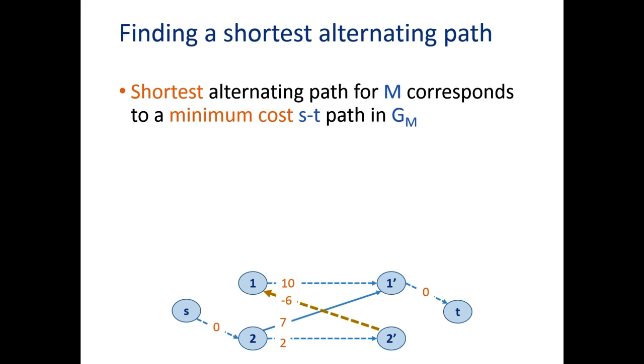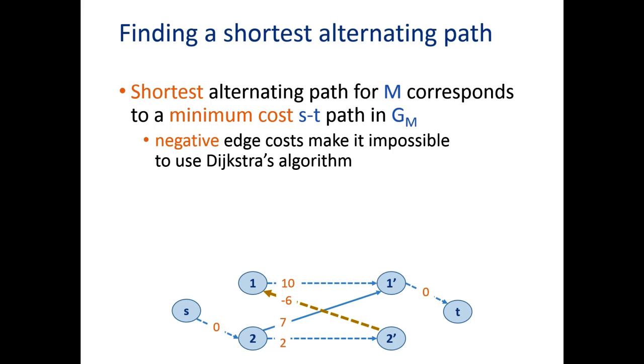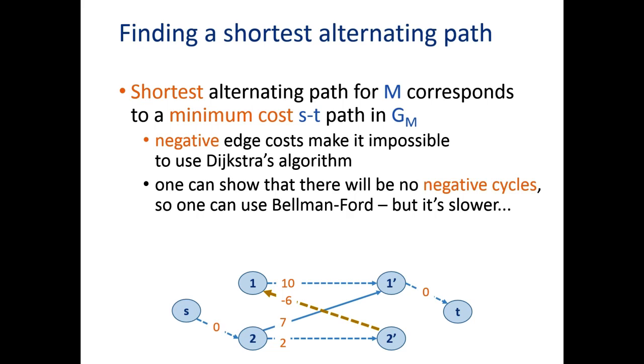Basically I would have to set the cost here at minus 6, all costs from s to nodes and from nodes to t to 0, and now I'm looking at the minimum cost path. Minimum cost paths, we know how to do it, we have algorithms for that. Dijkstra might be your first intuition, but we cannot use Dijkstra because we have negative costs. This is basically an annoyance.